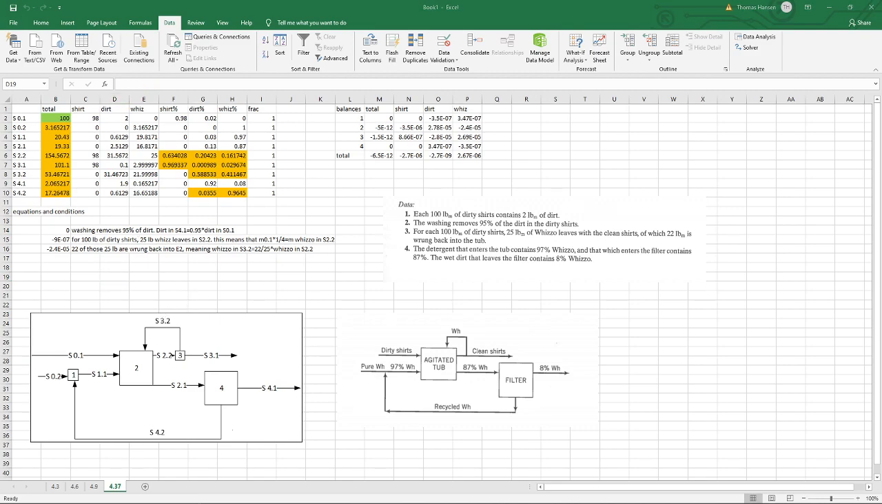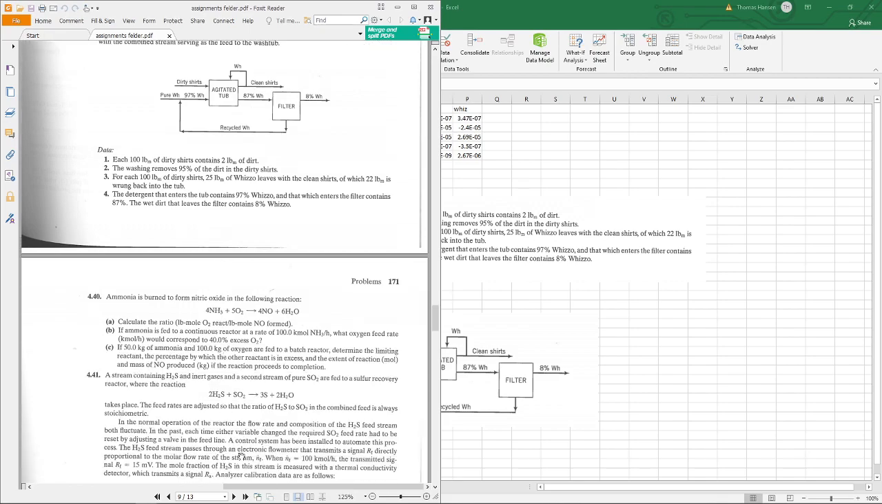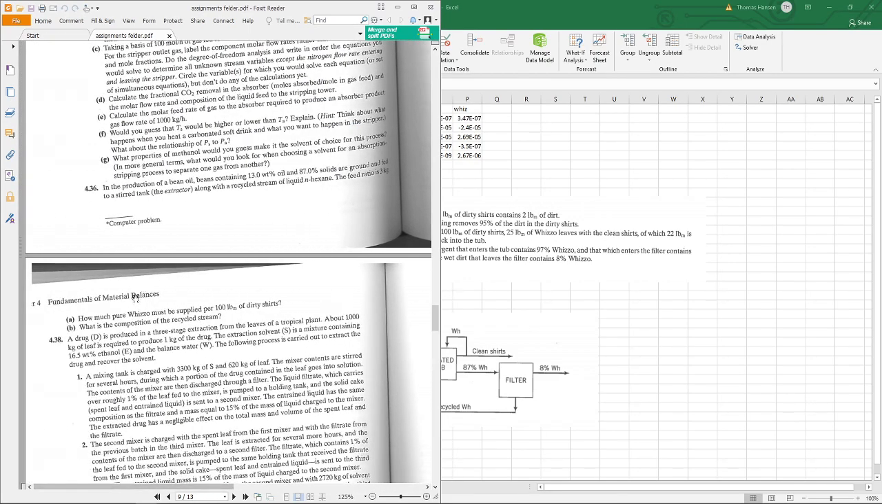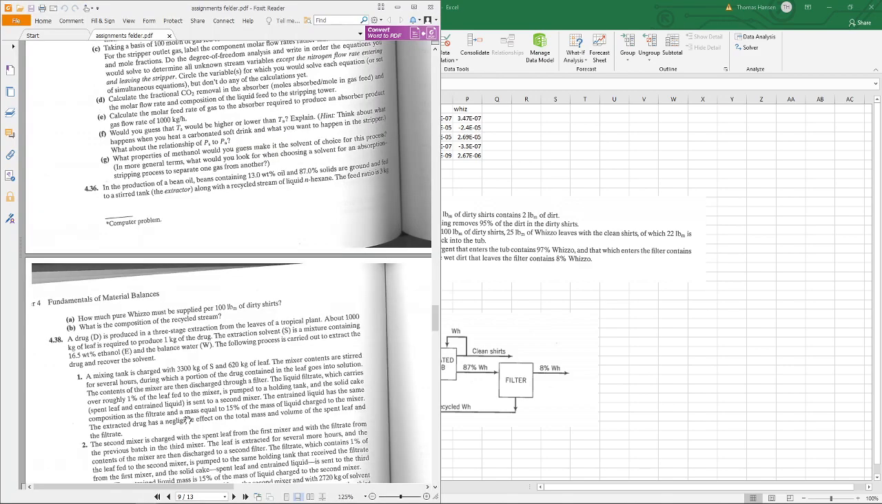Let's just quickly jump back to the assignment and see, is there anything we were told to calculate? How much pure Wiso must we supply? We go back to our streams and we say the pure Wiso enters in 02. There we go. So for 100 pounds of shirts, we have to add 3.1 pounds of detergent.